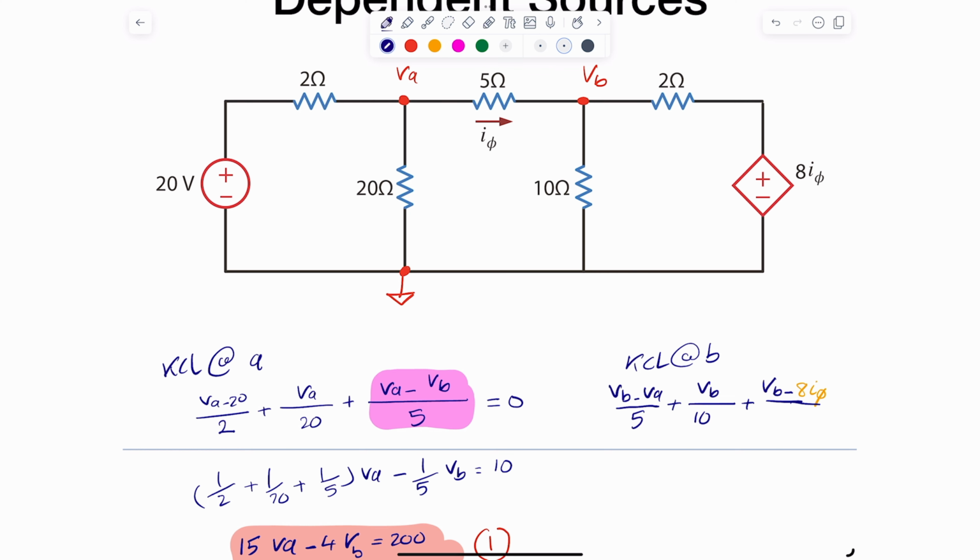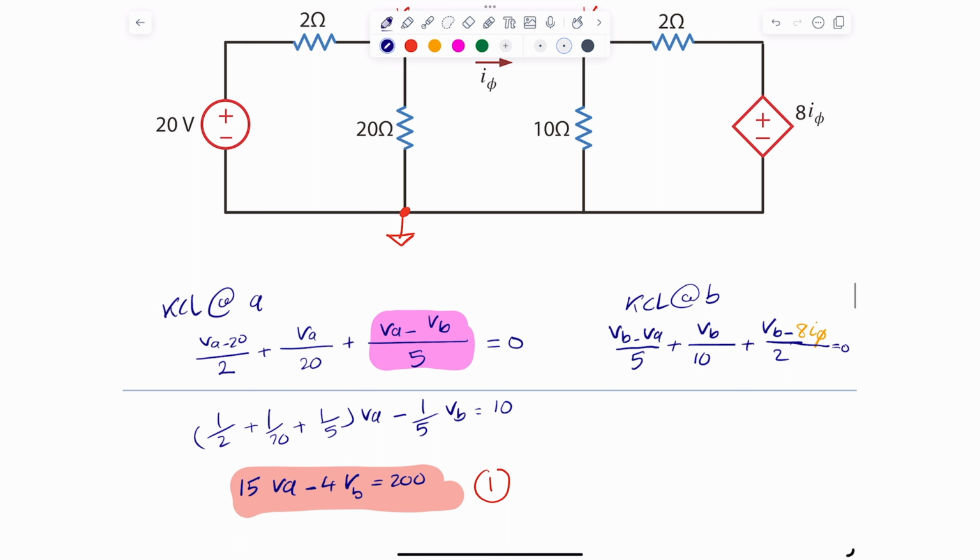And then we divide it by 2 because that's based on Ohm's law. Of course, we can clean up this equation a little bit, but we have now introduced an I phi, which is a current, and these are just voltages. What I need to do is replace this I phi, because I have this constraint in here, with its value using just the voltages.